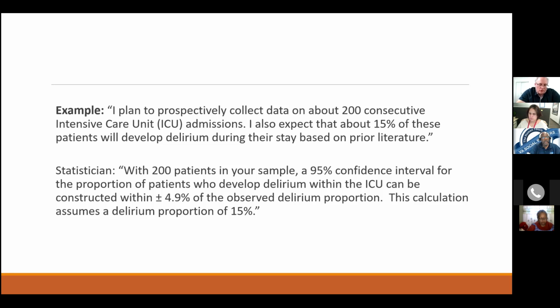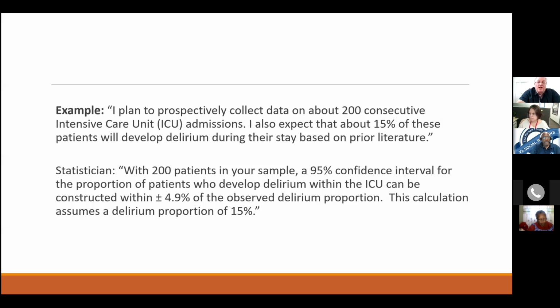The protocol review monitoring committee will say to you, why 200? Is that enough to really adequately measure or estimate the incidence of delirium in this population? A statistician will say things like this to you. They'll say, well, we'll run a calculation, and with 200 patients in your sample, a 95% confidence interval, which is essentially a range of precision, for the proportion of patients who develop delirium, which is your outcome, within the ICU, can be constructed to be within plus or minus 4.9% of the observed delirium proportion.